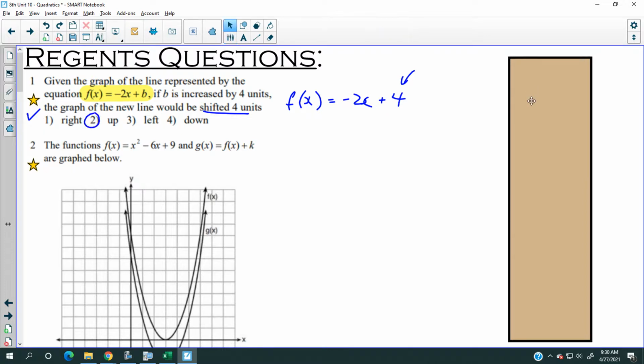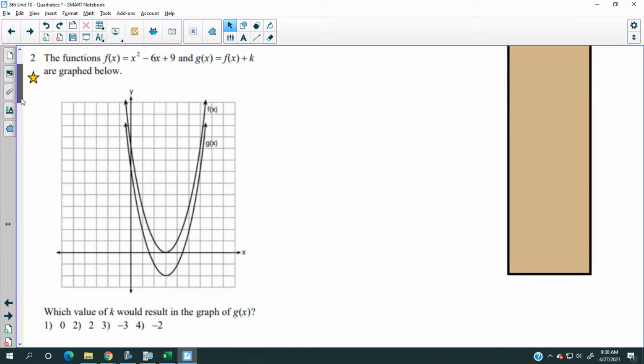Then there's my answer key. Number 2, the functions of the graph. Let's see, so this is the function. Highlight that, and graph it below. Now, I want you to read this. This is kind of tough to read.